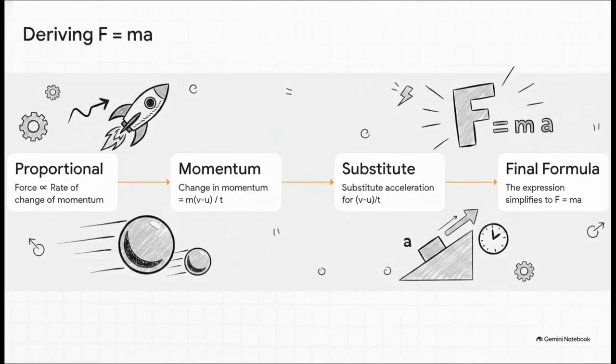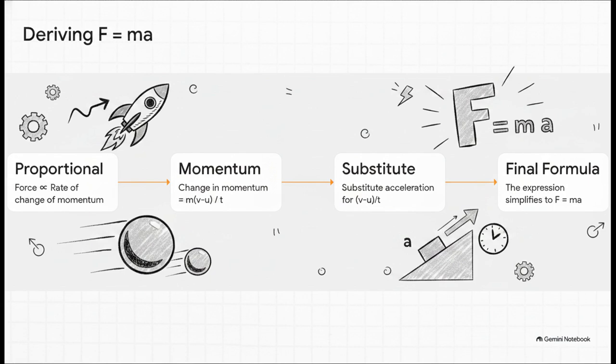Let's see how these concepts build into arguably one of the most famous equations in all of physics. And don't worry, this isn't just some abstract math equation floating on a chalkboard, it's a completely logical recipe derived directly from Newton's second law. The law simply states that force is directly proportional to the rate of change of momentum. So let's spell that out. Change in momentum over time gives us mass times the change in velocity, all divided by time.